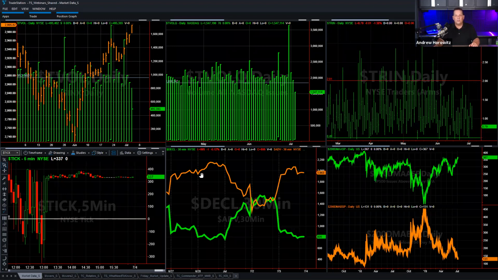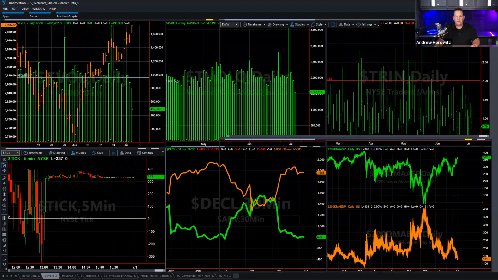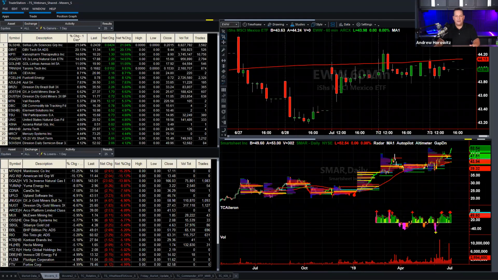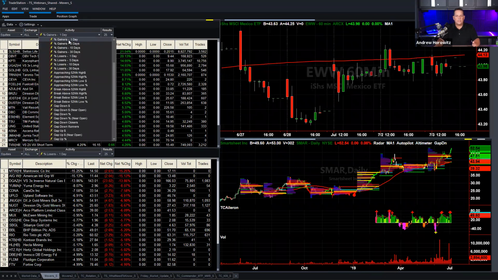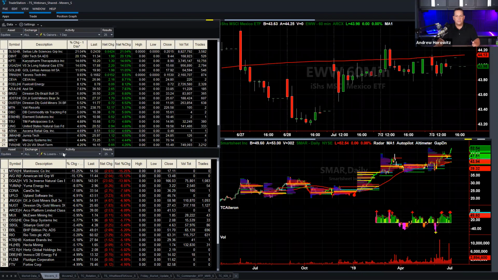The other thing I do is I have a tab that I call movers. I don't know if you've used this before, but I have the hot lists. You use a hot list and you can say, okay, what do I want? Here it shows I have equities, exchange all. I want to see the percent gainers one day, and there it comes. And then it's sorted by the number one gainer. So I can take a look at this.